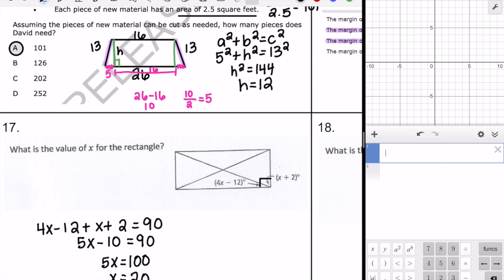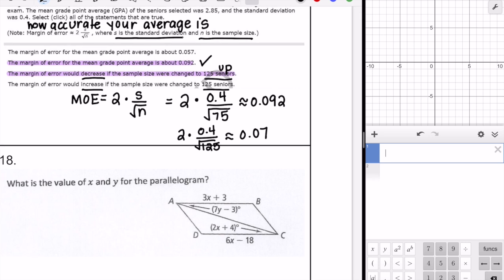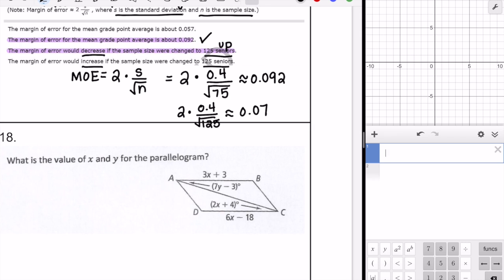Now, if they did ask you for the angles, obviously I could say 4 times 20 minus 12. So 4 times 20 is 80. Minus 12 is going to give me 68. And then I could do the other one, which is 20 plus 2, which is 22, which I can agree that they both add up to equal 90. So this one says, what are the values for x and y?